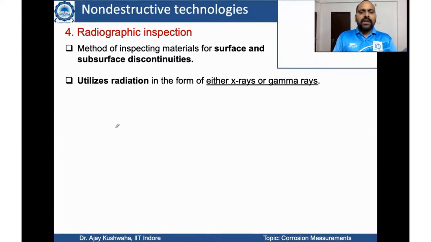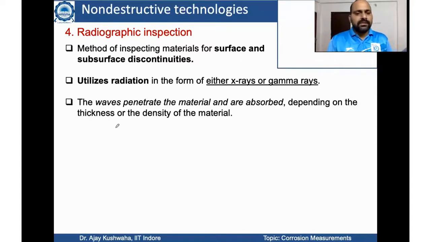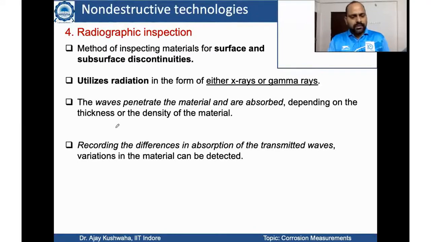So here they use either X-rays or gamma rays. You can produce X-rays and gamma rays and pass them through the material, and see the penetration rate, or how these X-rays and gamma rays are penetrating through the material. So whatever the absorption is, whether they are absorbed or not, depends upon the type of material, its density and its thickness. The absorption will be different, and based on this we can have an idea about the corrosion.